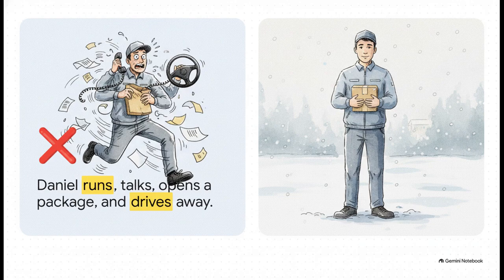On the left, we've got a chaotic, multi-action prompt. Daniel runs, talks on his phone, opens a package, and drives away. The AI will completely break down trying to juggle all of that at once. But look at the right. Daniel stands outside holding a package. Clean, simple, highly focused. The big takeaway here is that AI needs bite-sized tasks to succeed. You have to break complicated story moments into simple, single-action scenes.